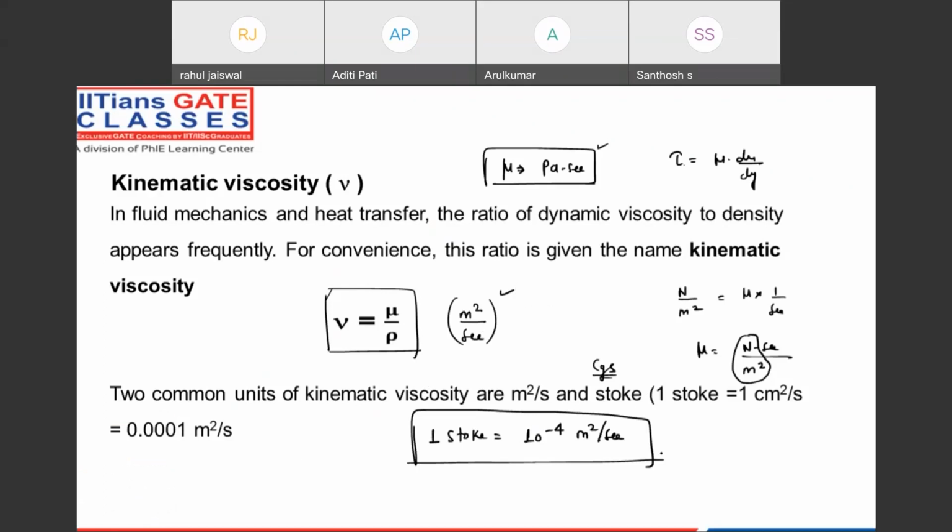Similarly, what is the CGS unit of the dynamic viscosity, anybody know? 1 poise is equal to 0.1 Pascal second. Note down. Poise is the CGS unit of what? Poise is the CGS unit of dynamic viscosity. Please note down. Done, all of you?